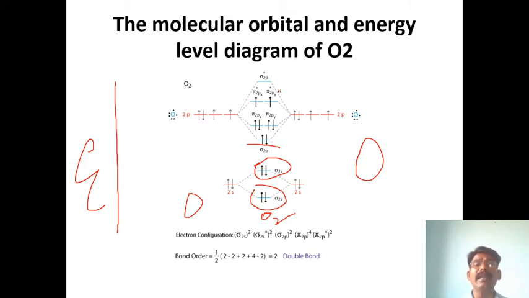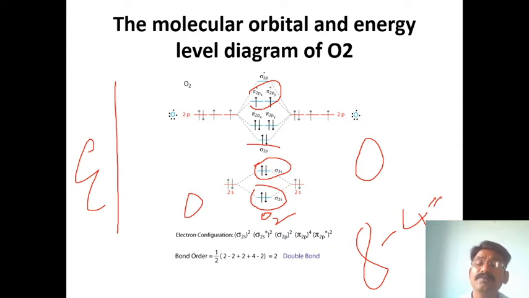And total bonding electrons are 8: in the p level 6 and in the s level 2, total 8 bonding electrons. Anti-bonding electrons in the 2p level are 2, and in the 2s level are 2, total 4. So 8 minus 4 is equal to 4, and 4 by 2 is 2. So the bond order of oxygen is 2.